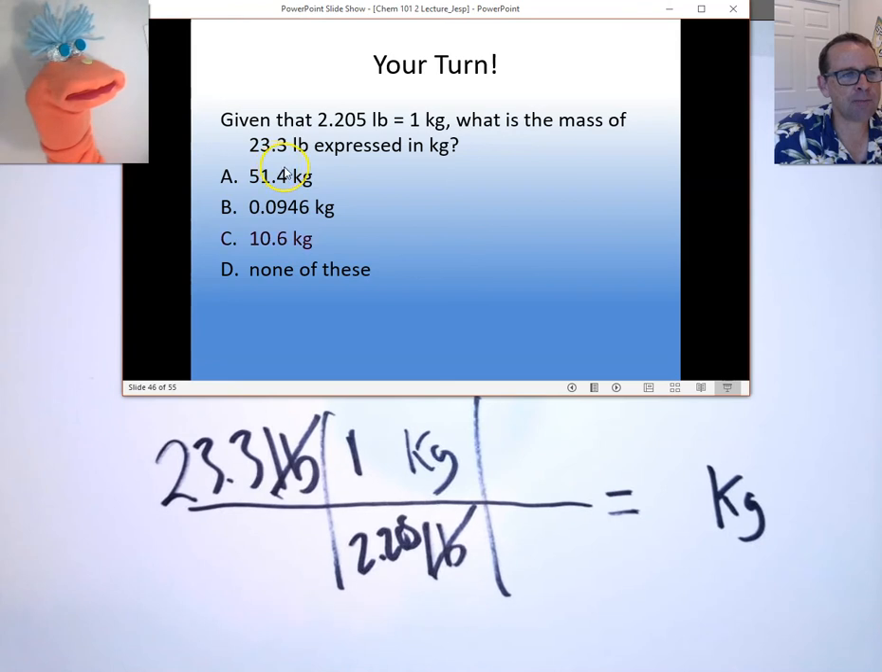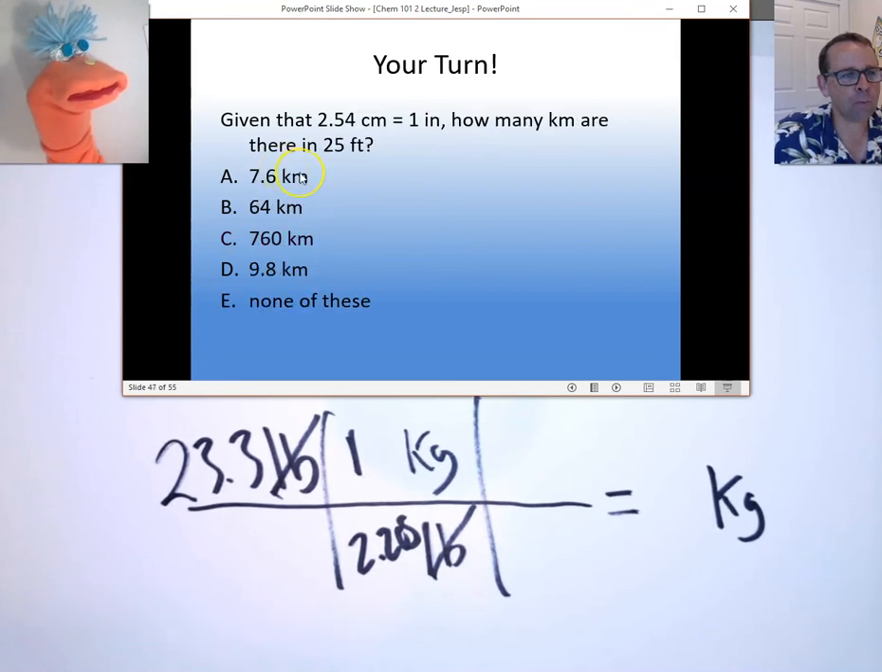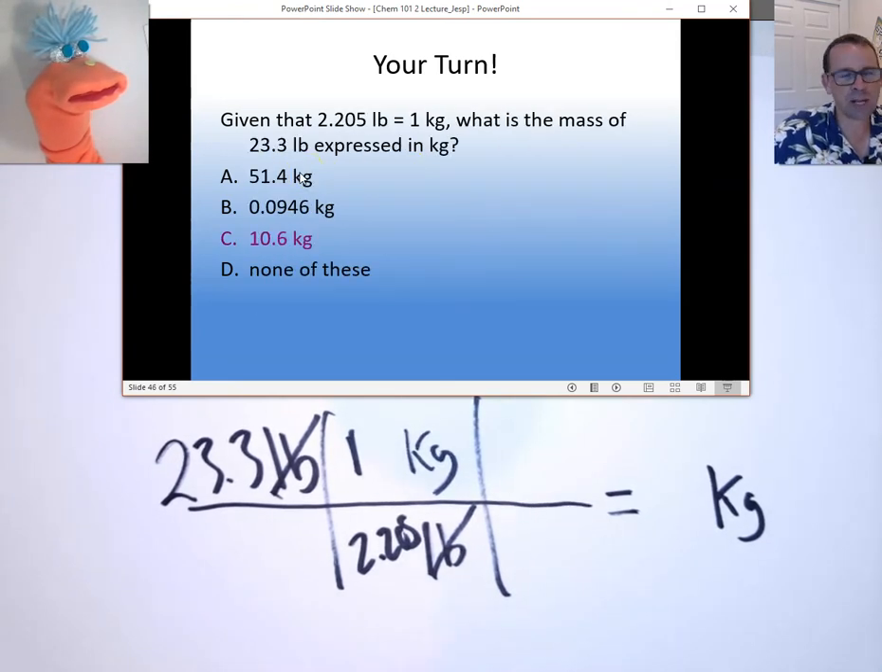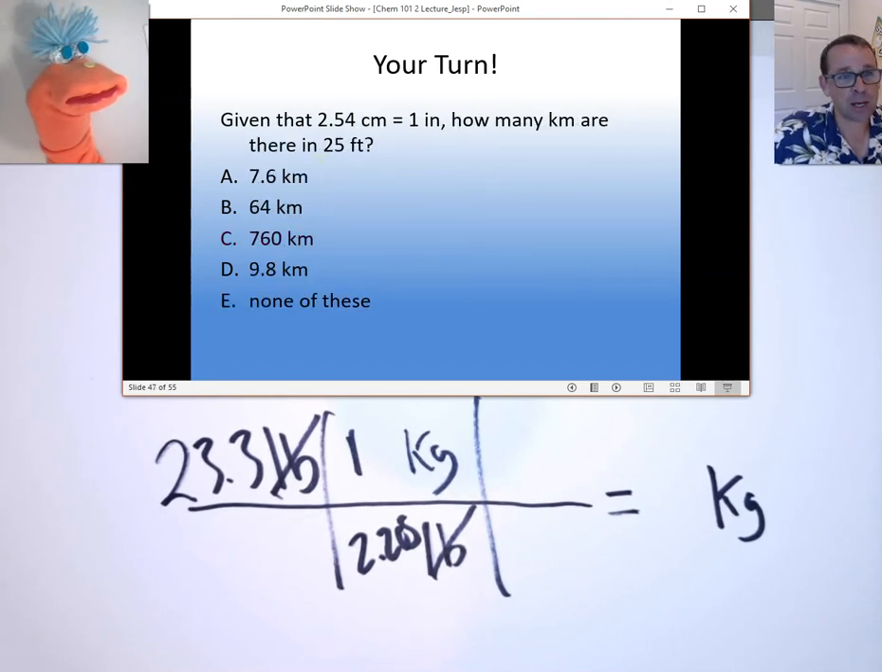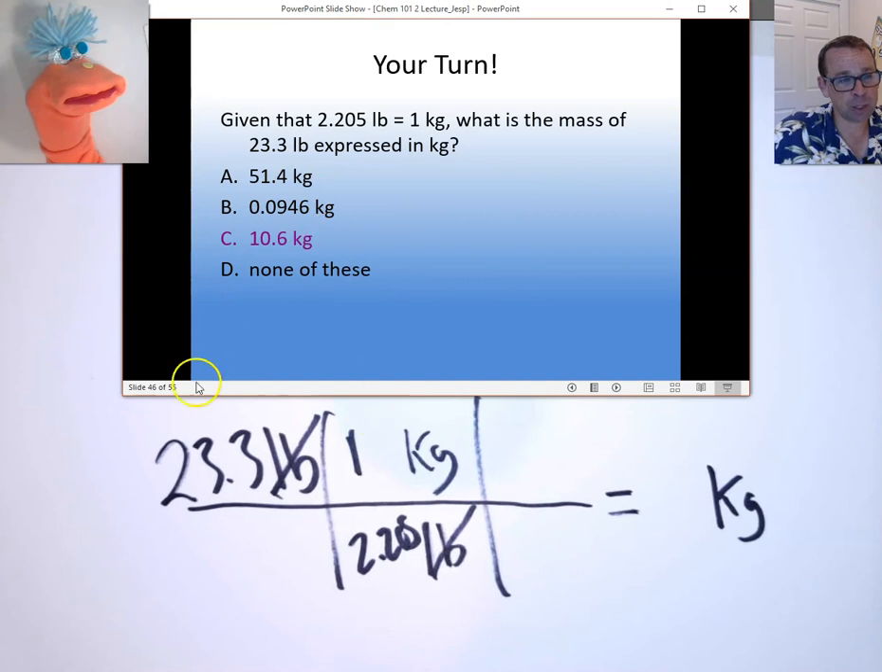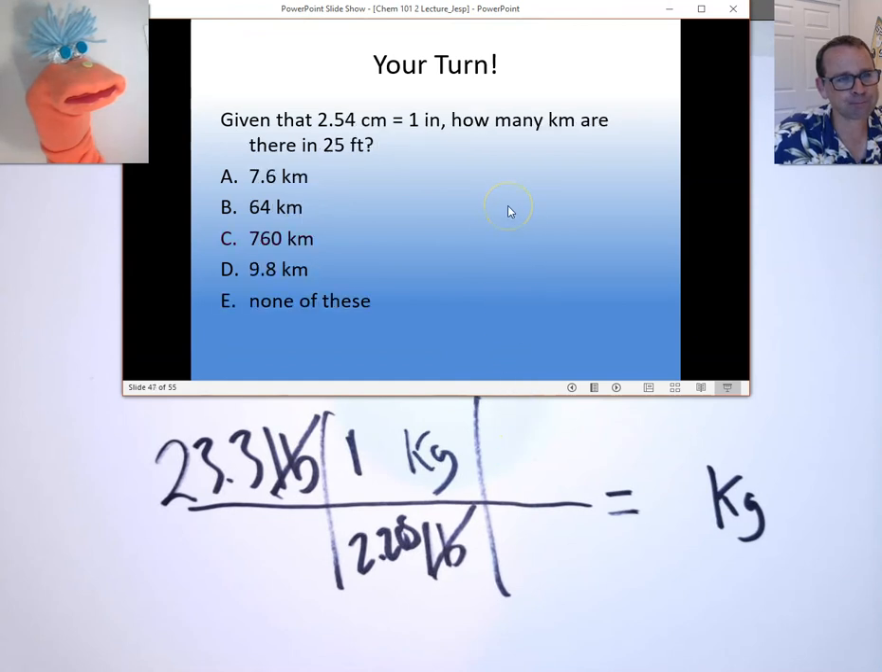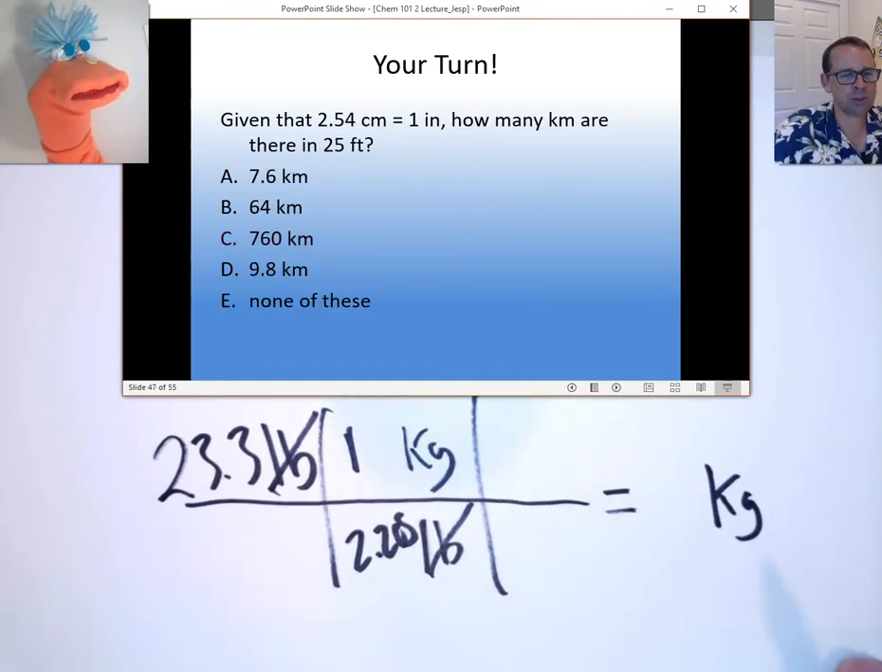Now, whoops, did we show the answer? 10.6 kilograms. And, you know, again, minimally important compared to this, but put in your calculator would be 23.3 divided by the 2.205.